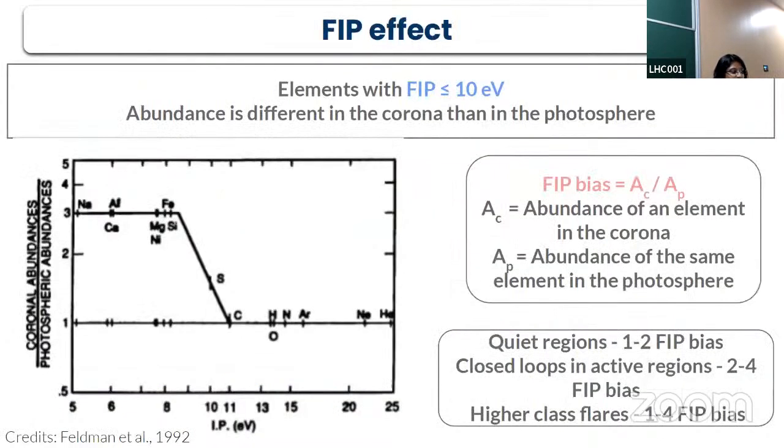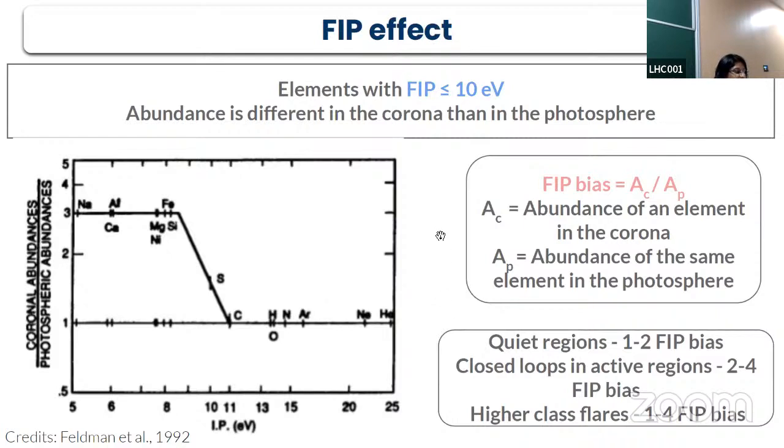Thus, we want to use this instrument to solve the anomaly of abundances that is seen in the corona, which is called the FIP effect. Since mass and energy transfer to the corona is coming from the lower atmospheric layers, it is natural to assume that the abundances in the corona and the photosphere are similar. But what is seen is that only for elements that have a first ionization potential less than 10 electron volt, their abundances are 3 to 4 times more in the corona than in the photosphere. While for high FIP elements, the abundances are similar to the photosphere.